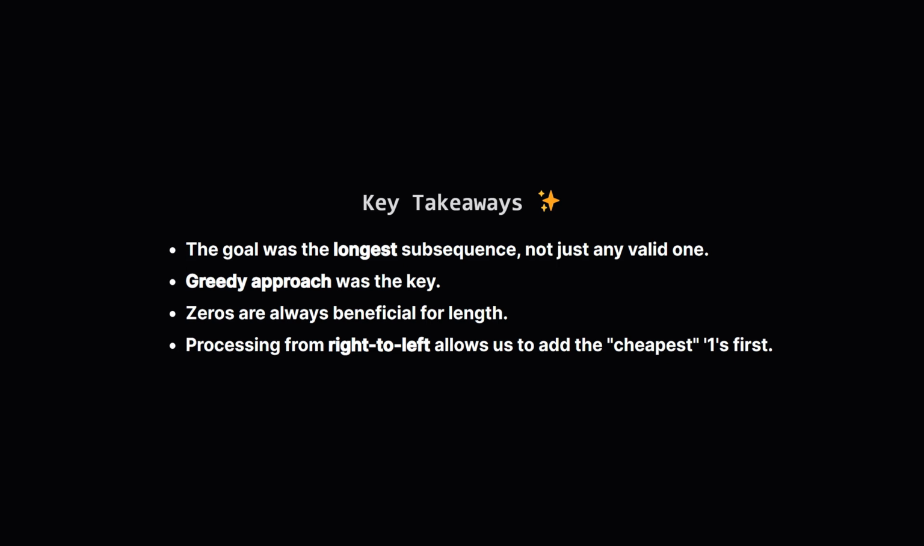So let's recap the main ideas. The problem was about finding the longest binary subsequence with a value under a certain limit. The brute force was way too slow. The key was to find a greedy strategy. We realized that zeros are always a good choice, because they add length without adding value. Then, by processing the string from right to left, we could consider adding the ones starting with the smallest place values first, which allowed us to pack in as many characters as possible without exceeding our limit k.